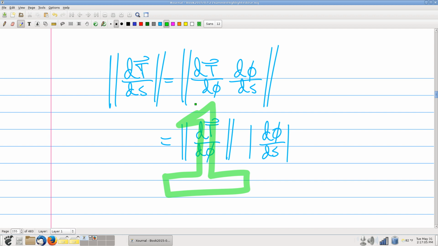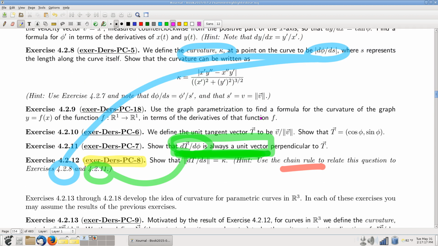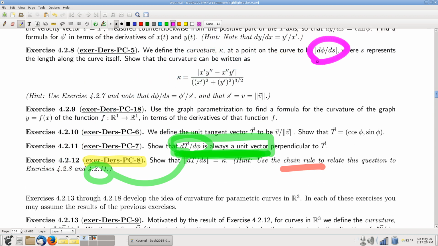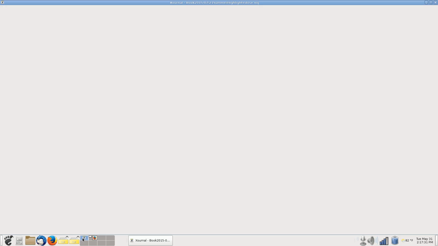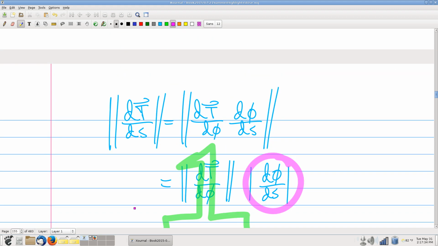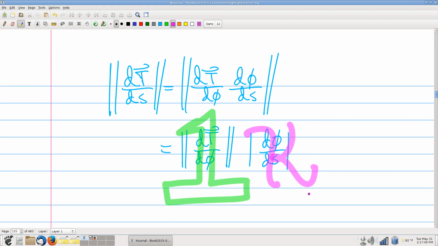Okay, now next question. What do we know about d phi ds? Excuse me, the absolute value of d phi ds. What do we know about that? Well, the absolute value of d phi ds is curvature, per this item here. Also hinted, right? So yeah, this is kappa. So there we go. Everybody good?